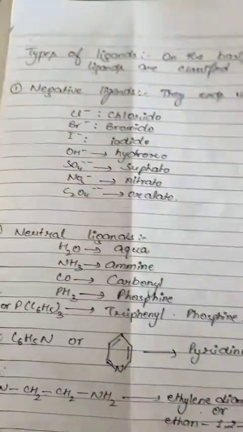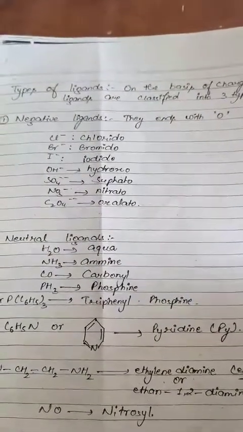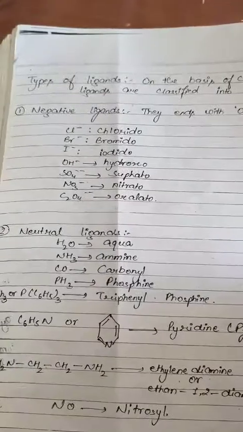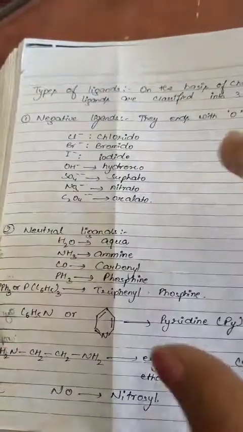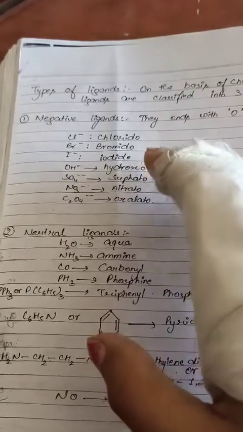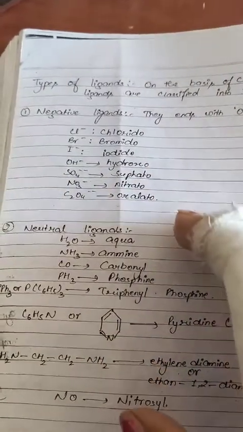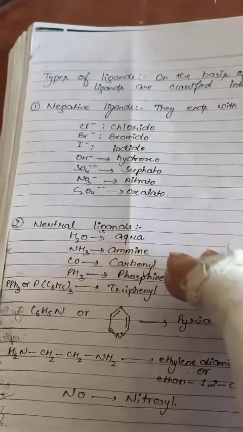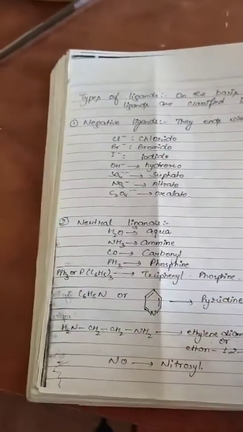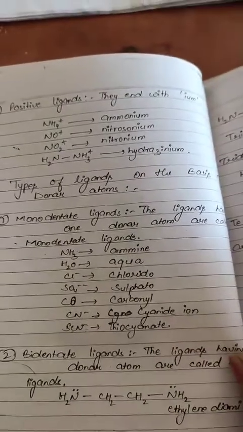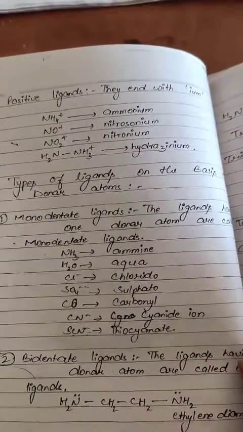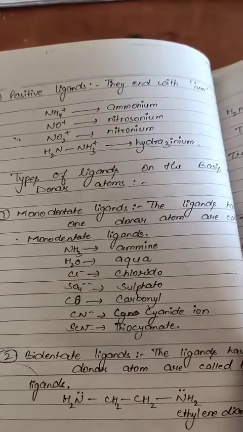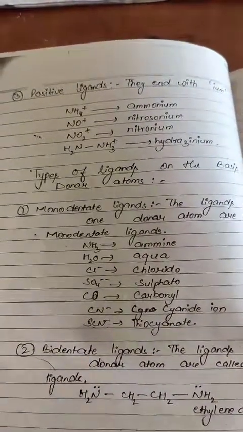Now next we are talking about the types of ligands. On the basis of charge, ligands are classified into three types: negative, positive and neutral. For negative ones, these are coming: chlorido, bromido, iodo, hydroxo, with O at last. Neutral: aqua, ammine, carbonyl, like this. Some reactions have also been given here, which tell about the different types of ligands present.